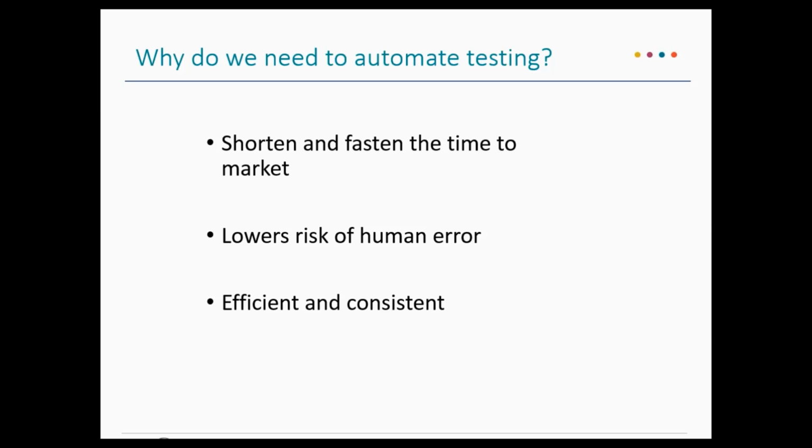So now what happens from both the development perspective and the ops perspective? We feel that we need to automate the test cases which we normally do manually, and the reason is the same for both cases: shorten and fasten the time to market, lower the risk of human error, and we find that it's efficient and consistent as well. For that reason, at various stages, various phases, we try to automate the test cases, right?